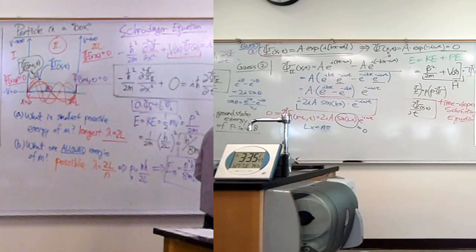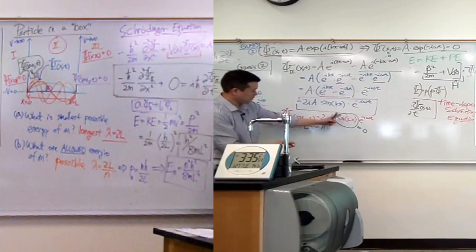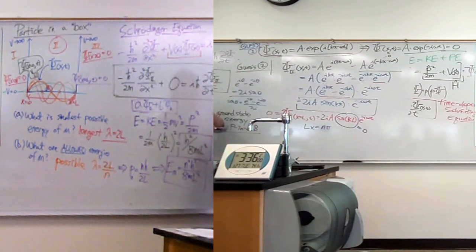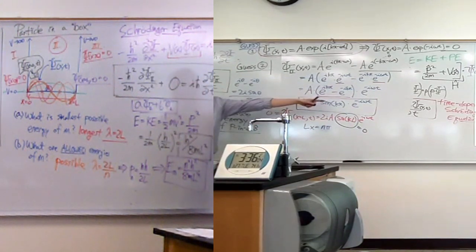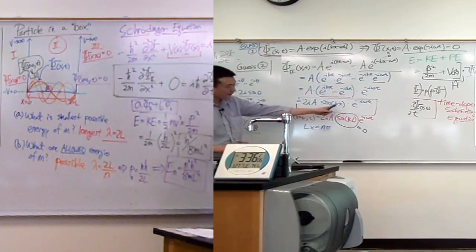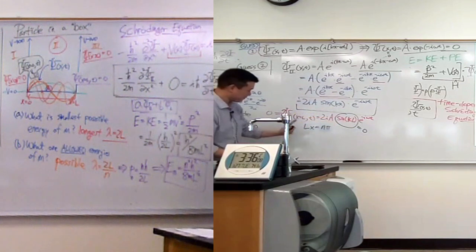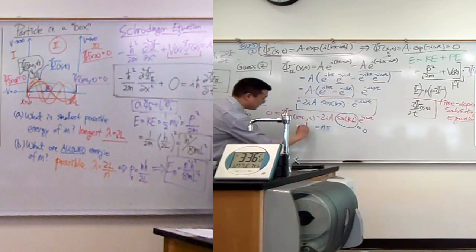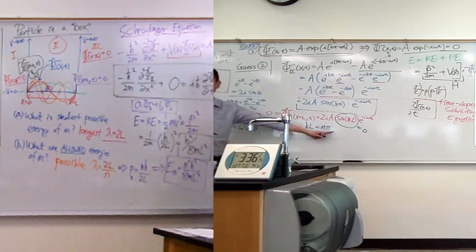Okay, so, wait, sorry, I plugged it in wrong. Not L. Sorry, it should have been kL. I plugged in L for k, not L for x. So plugging in L for x, it's kL. So what that means is, let's stop here. So k times L is equal to n pi.